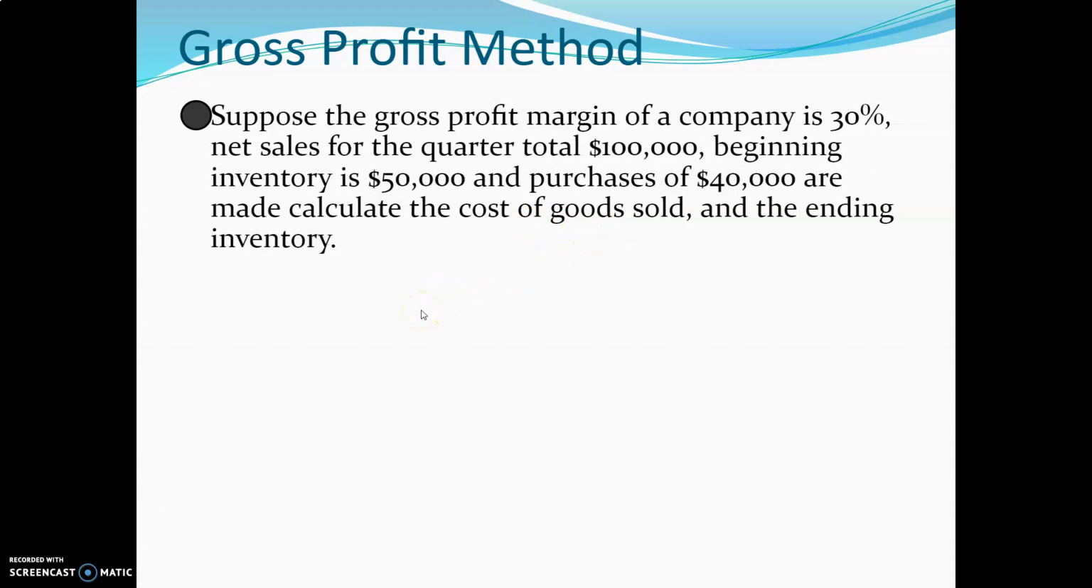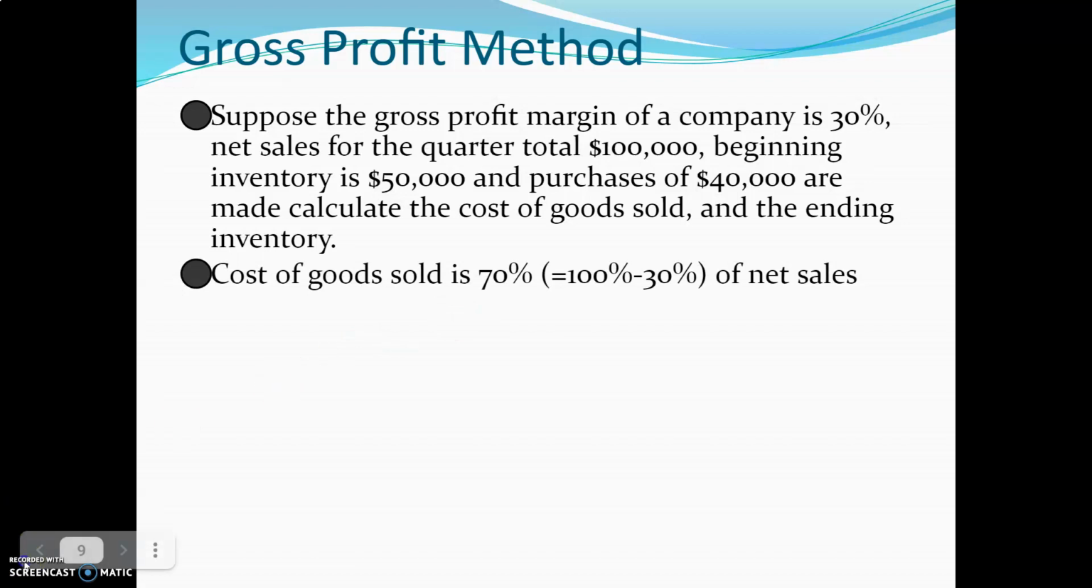And again, this is just going to be an estimate. So what exactly is our estimated cost of goods sold? Well, here's where we go with this. Since our profit margin is 30%, that means that our cost of goods sold is 70% of our net sales. Well, what exactly are our net sales? Based upon these numbers up here, it's 100,000. So that means our cost of goods sold is going to be 70% of this 100,000.